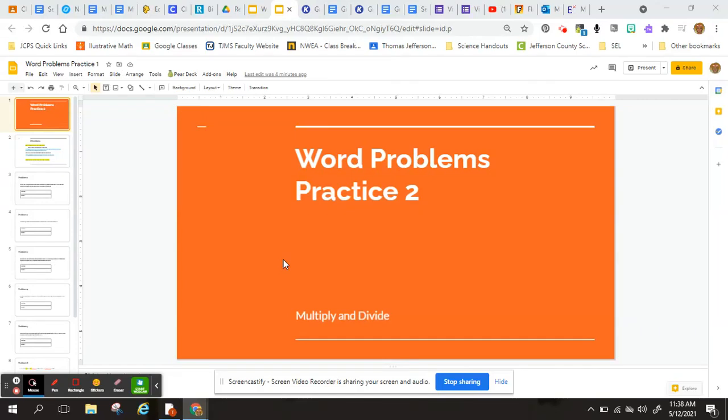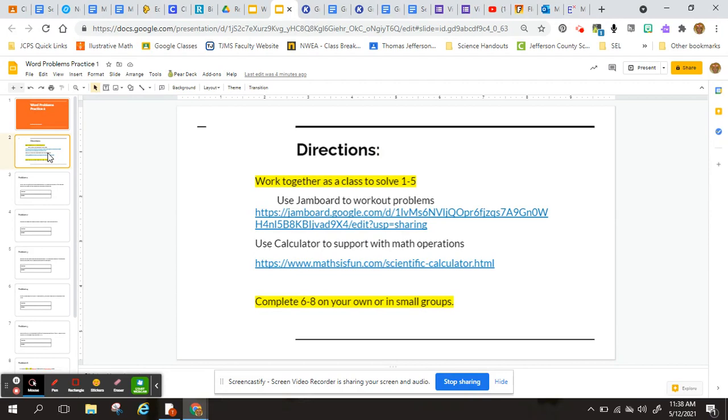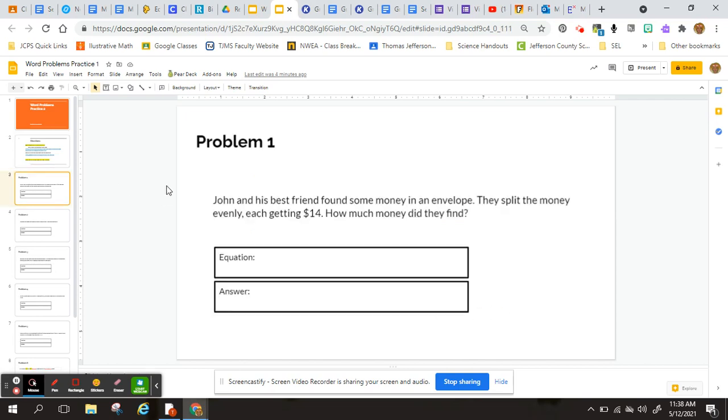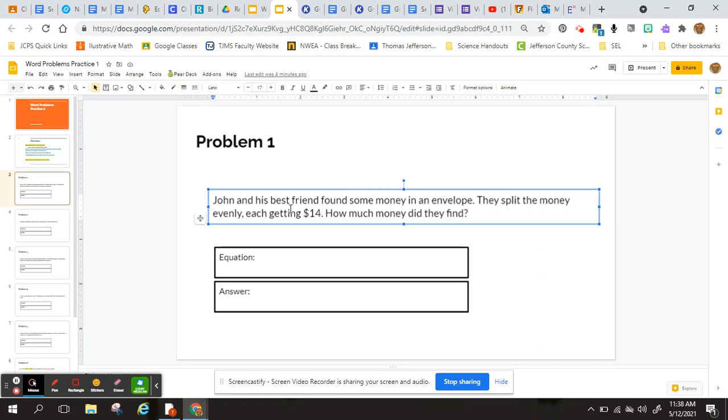All right, this is word problems practice 2. The directions are the same as what you saw yesterday. You're going to work together as a class to solve 1 through 5 with a lot of guidance from the teacher. You have a Jamboard to use for scratch work. Calculator linked here. You're going to complete 6 through 8 on your own or in small groups, which is up to the teacher. So we are going to do number 1 together using the skills that we've learned.